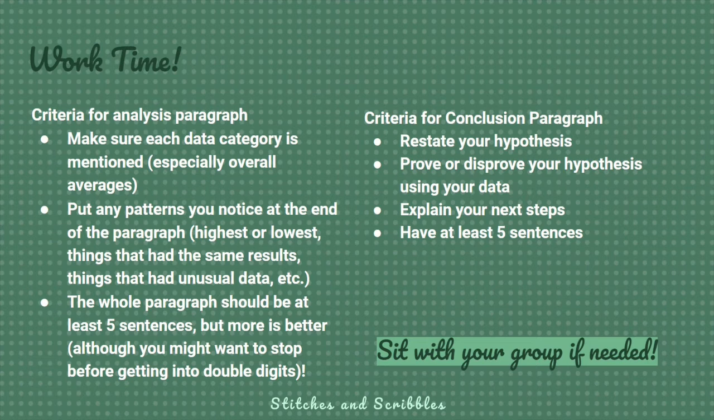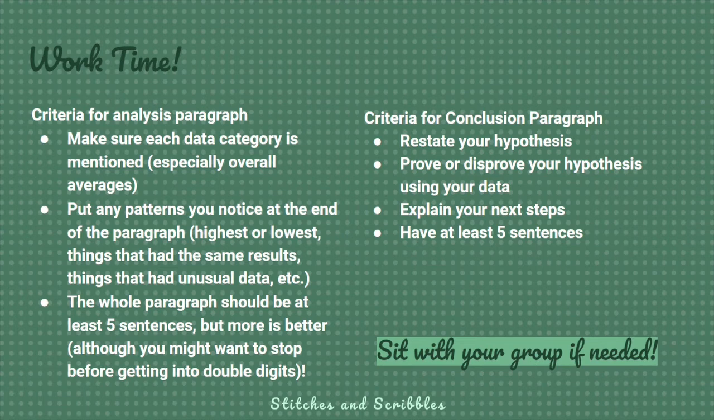We're going to go ahead and start work time. Here is what you need to keep in mind as you are writing. Your criteria for your analysis paragraph is to make sure each data category is mentioned, especially overall averages. You need to put any patterns you notice at the end of the paragraph, things like highest or lowest, things that had the same results, things that had unusual data, stuff like that. The whole paragraph should be at least 5 sentences, but more is better, although you might want to stop before getting into the double digits because that's a really long paragraph.